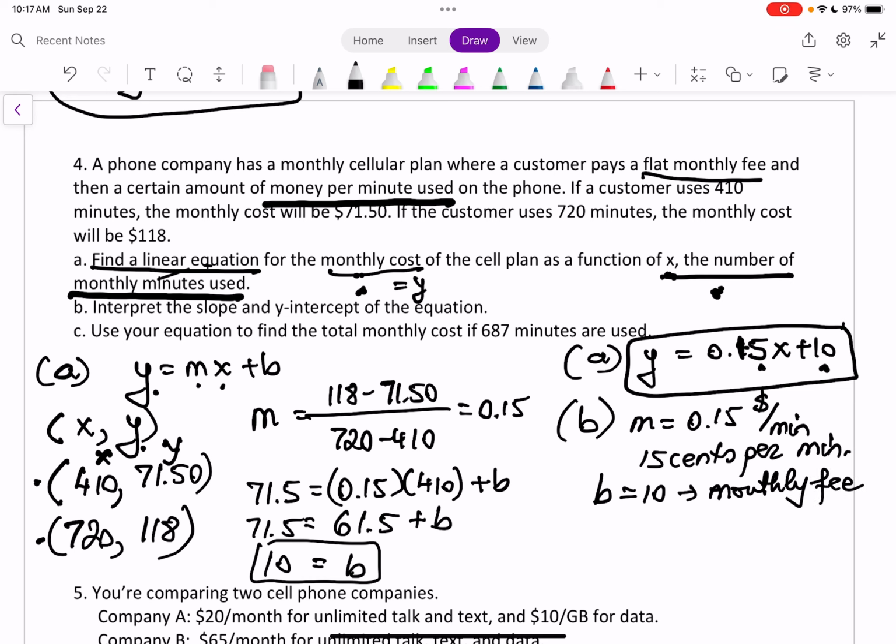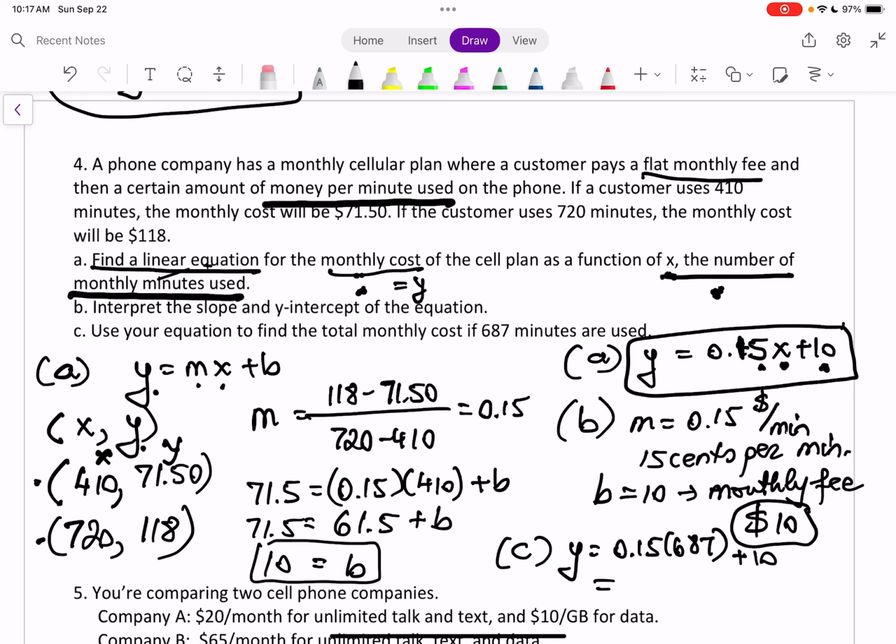So in other words, B is the value that you get when X is plugged in to be 0. So that's the monthly fee, is $10 before you even used any minutes, right, or talked for any minutes. And now the last one is, once we have this equation, find the monthly cost if 687 minutes have been used.